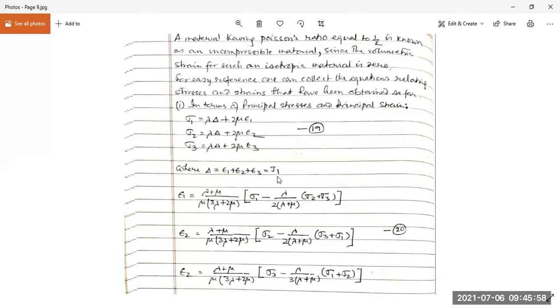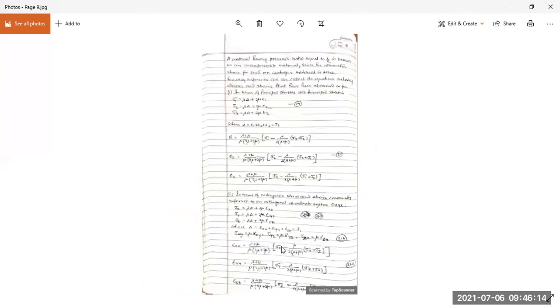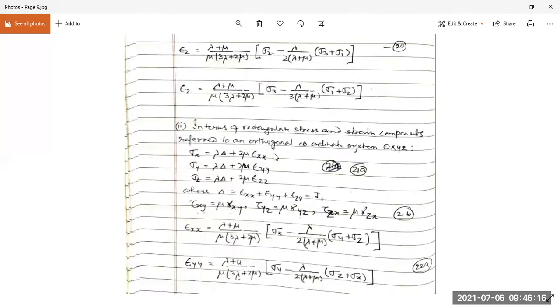And in our last page, what we have found, we have got the value of epsilon 1, epsilon 2, epsilon 3 in this form of equation in terms of sigma 1, sigma 2, sigma 3. So we get epsilon 1, epsilon 2, epsilon 3 in terms of sigma 1, sigma 2, sigma 3.